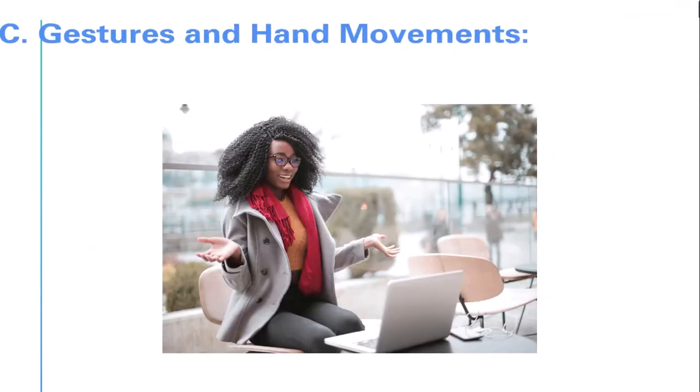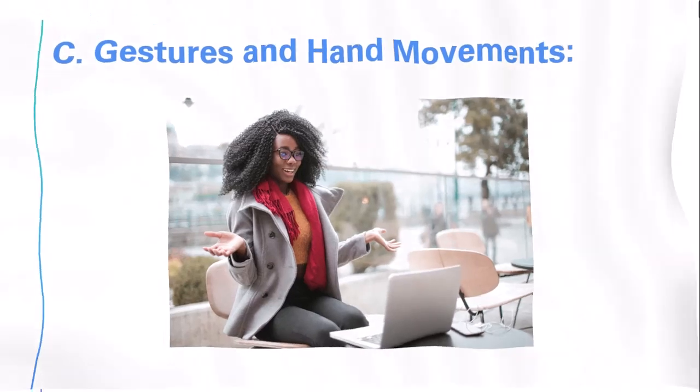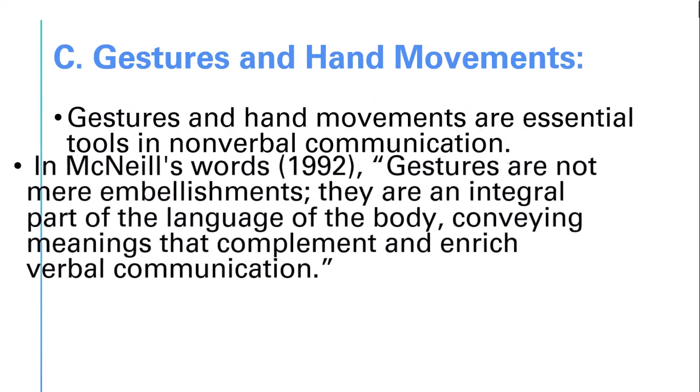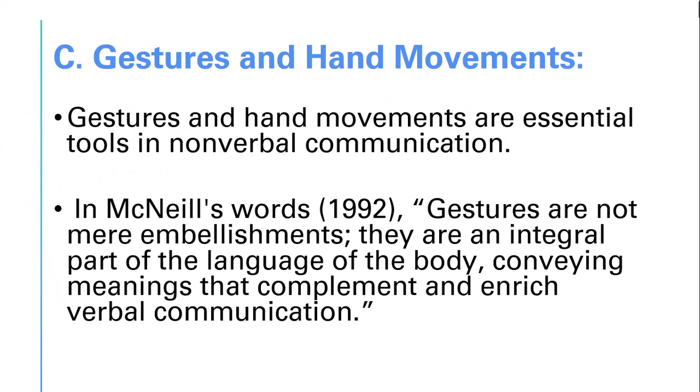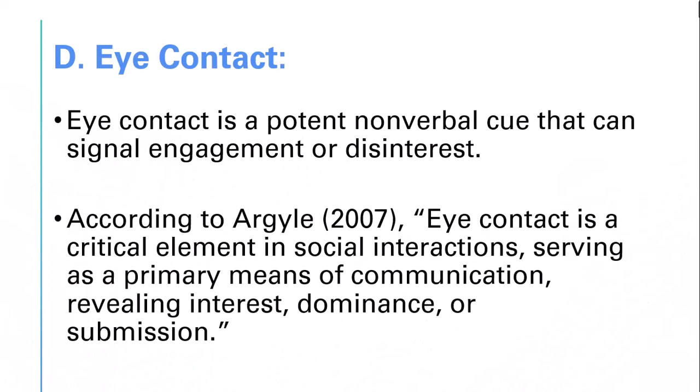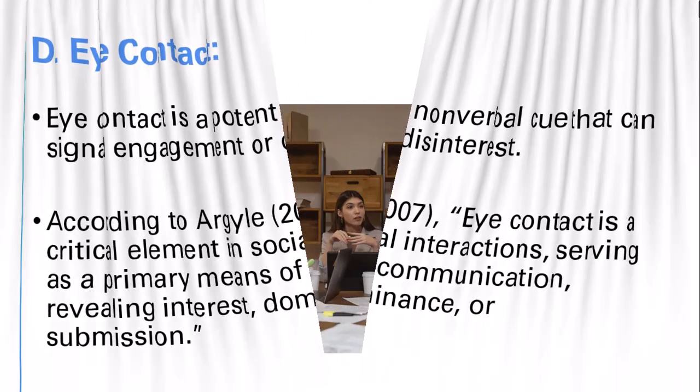C. Gestures and hand movements. Gestures and hand movements are essential tools in nonverbal communication. In McNeill's words, gestures are not mere embellishments, they are an integral part of the language of the body, conveying meanings that complement and enrich verbal communication. D. Eye contact. Eye contact is a potent nonverbal cue that can signal engagement or disinterest. According to Argyle, eye contact is a critical element in social interactions, serving as a primary means of communication, revealing interest, dominance, or submission.